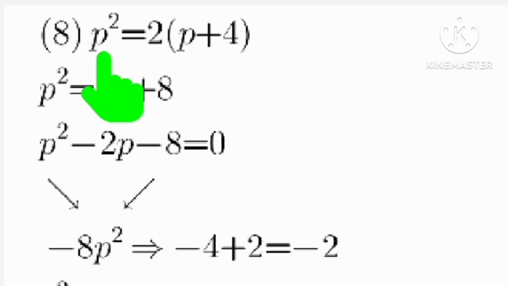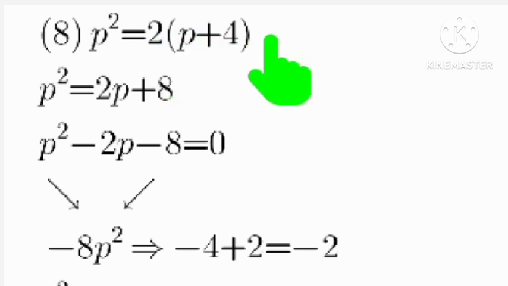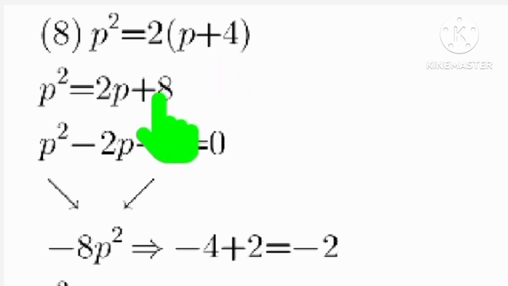Here we have p squared is equal to 2 into brackets p plus 4. The first thing we need to do is open this bracket, eliminate the bracket. We're going to have p squared is equal to 2p plus 8. After opening this bracket, 2 times p will give you 2p, and 4 times 2 will give you 8.